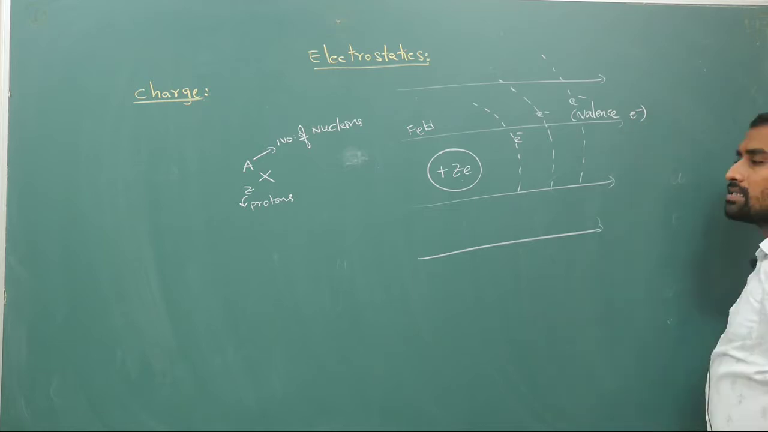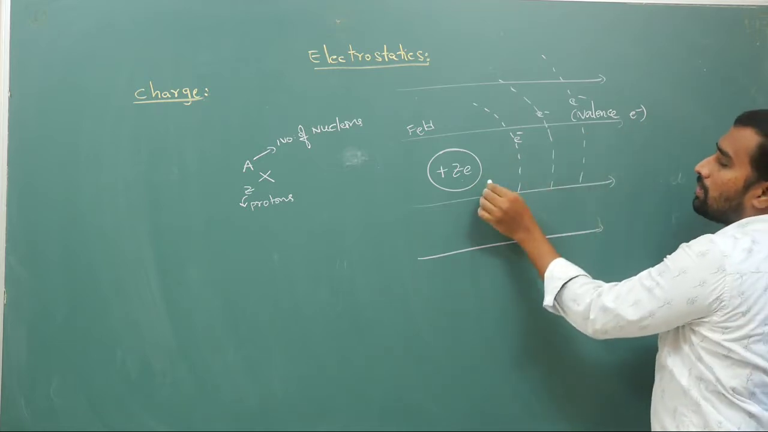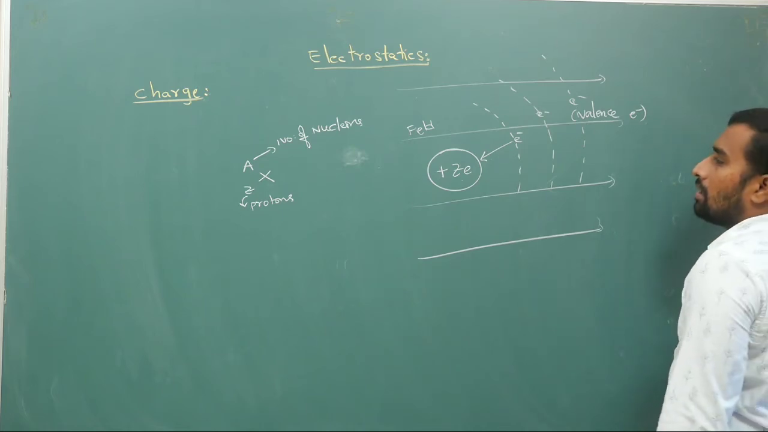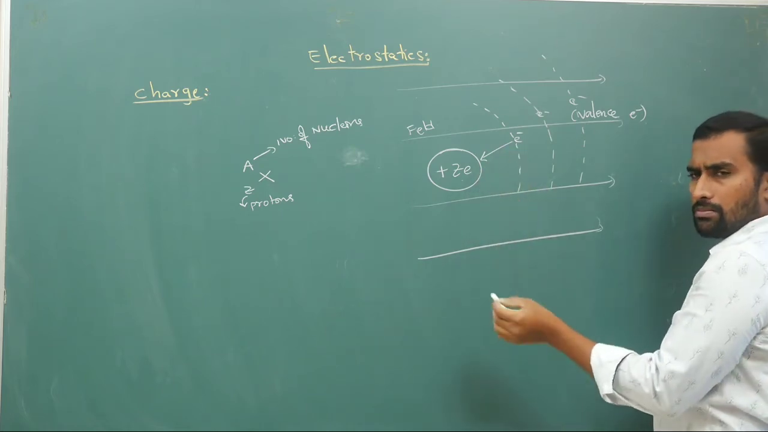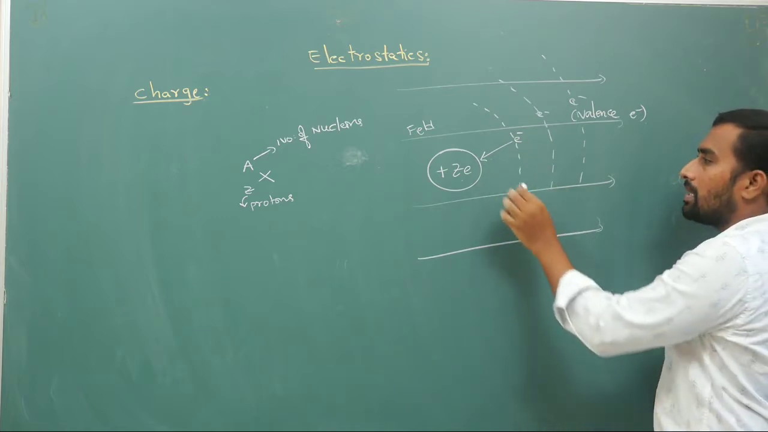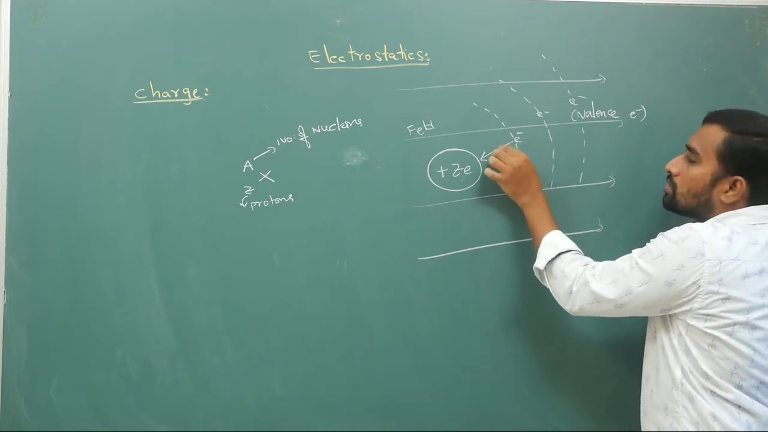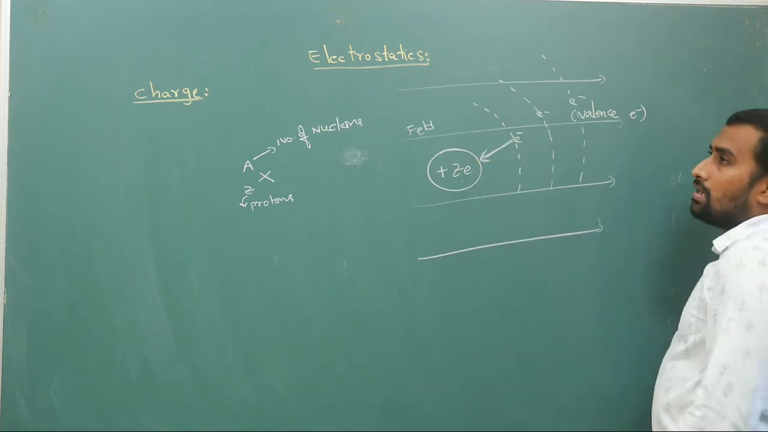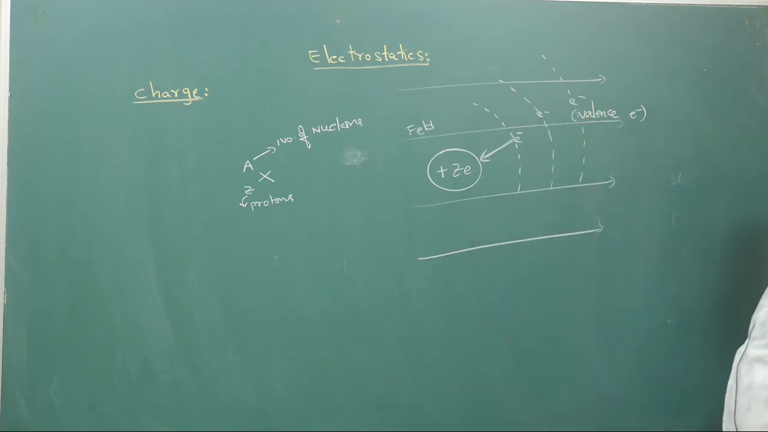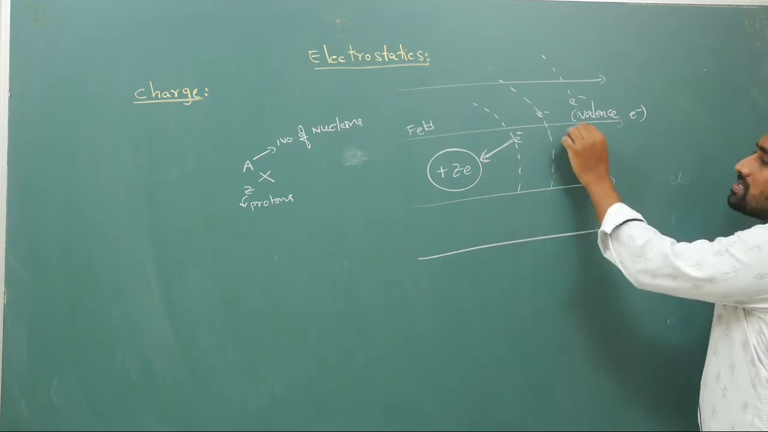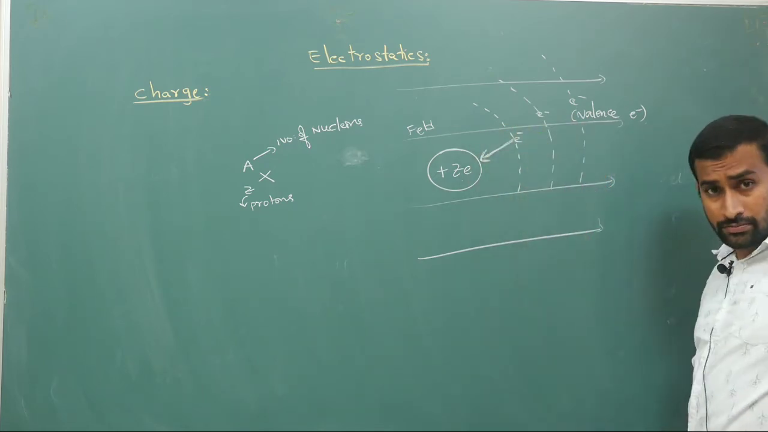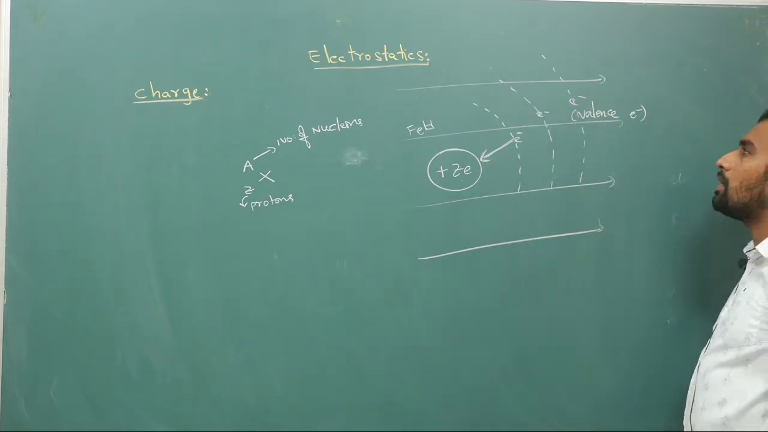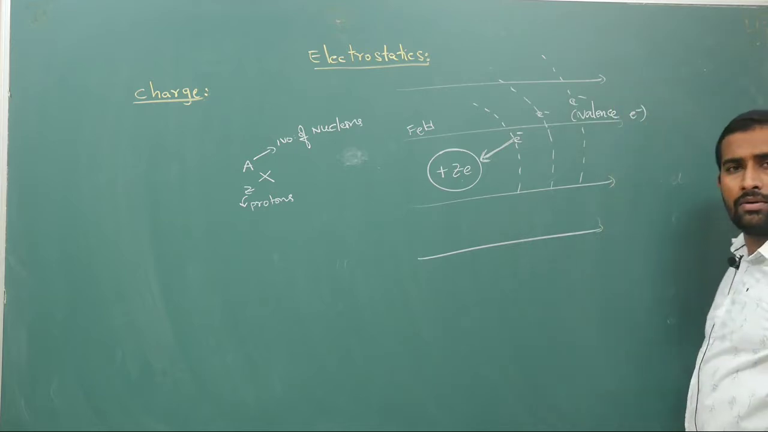These valence electrons are loosely bound, because there is something called Coulomb's law, that is k q1 q2 by r square, but I'll talk about it later. My point is, closer to the nucleus there will be more force. The electrons in valence orbits are loosely bound. So when you subject some kind of field, these electrons, because they are loosely bound, will start coming out of the valence orbits.